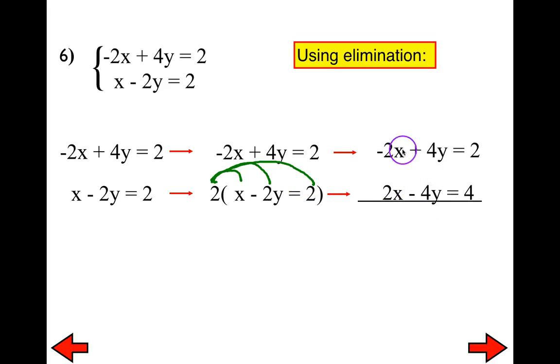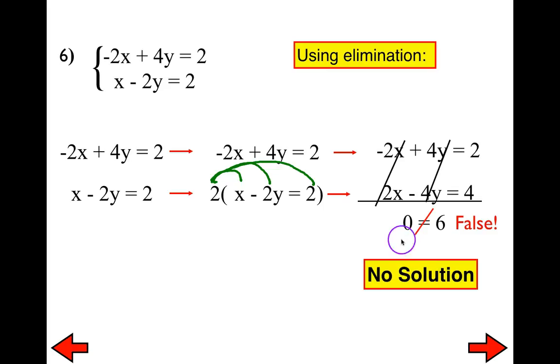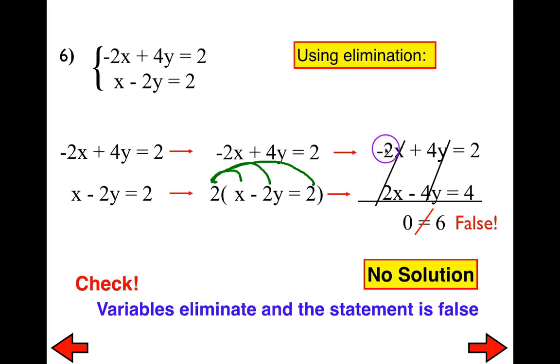In a case like this, I'm going to see, hey, the x's cancel each other out. The y's also cancel each other out, leaving me with 0 on the left side. So we end up with 0 equals 6. So because I ended up with a false statement, I'm going to say that the answer is no solution. Not because I see a 0 anywhere, but because I see that I ended up with a false statement. So how do I check this? Well, first I need to see that variables eliminate. Yes, I see it here and I see it here.